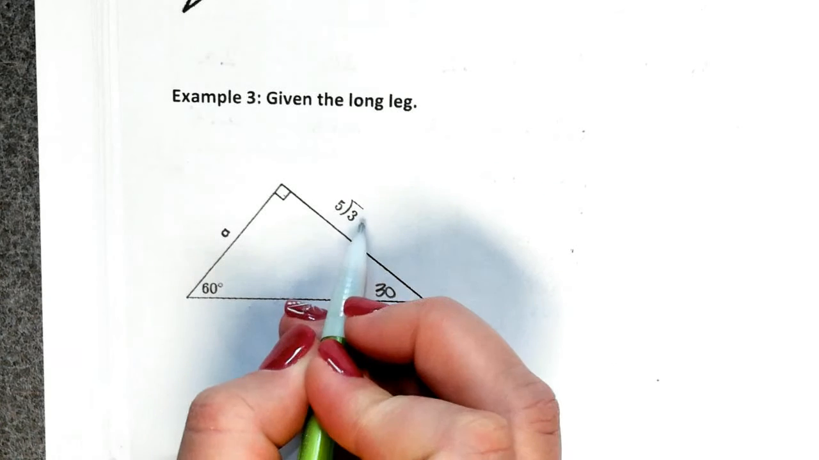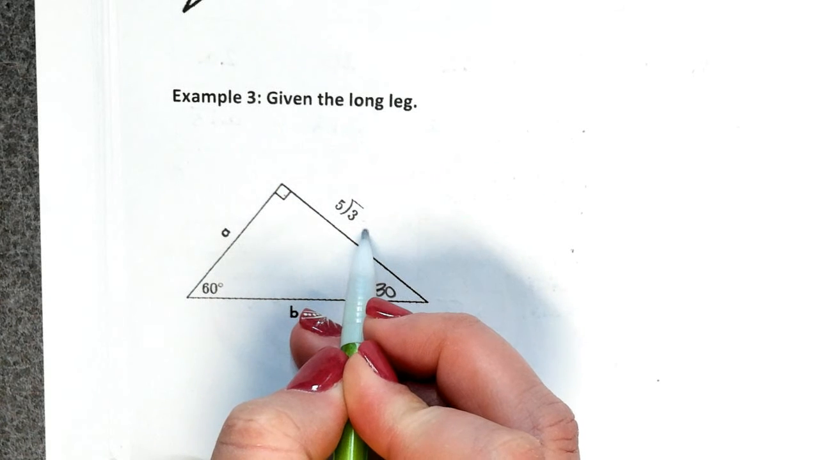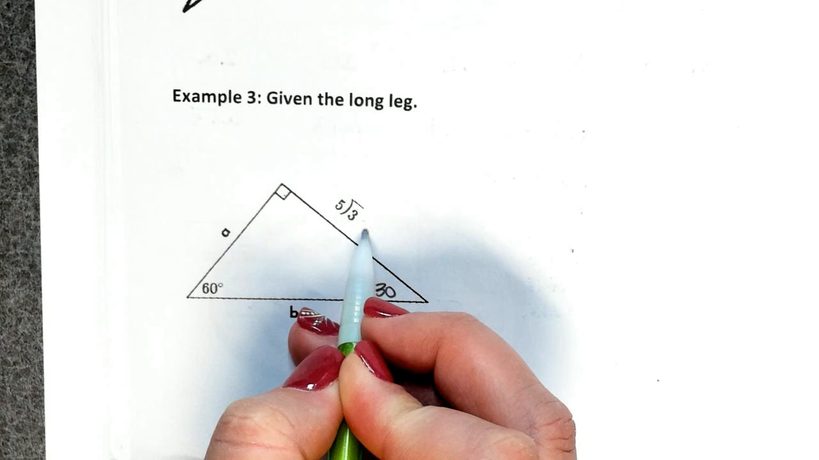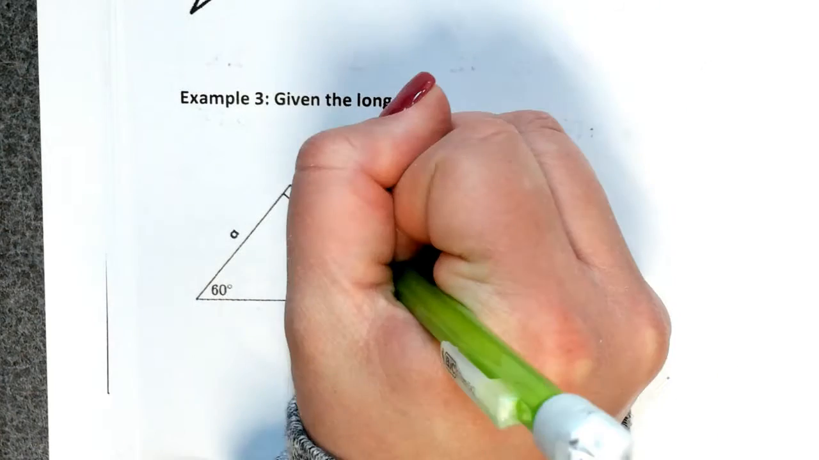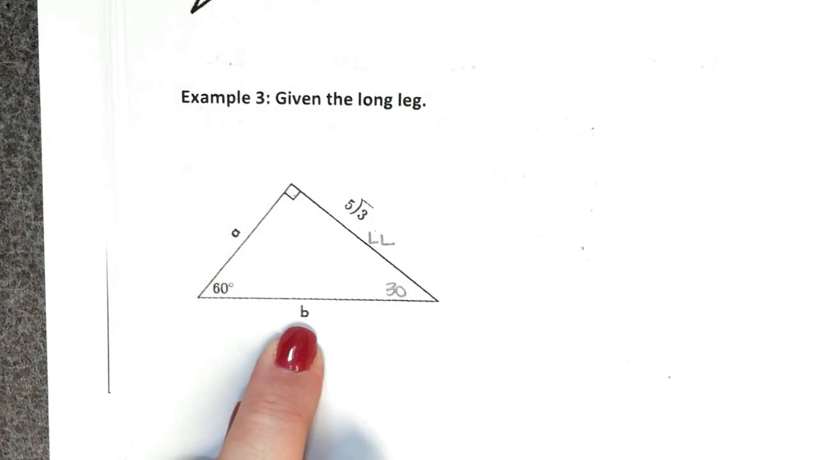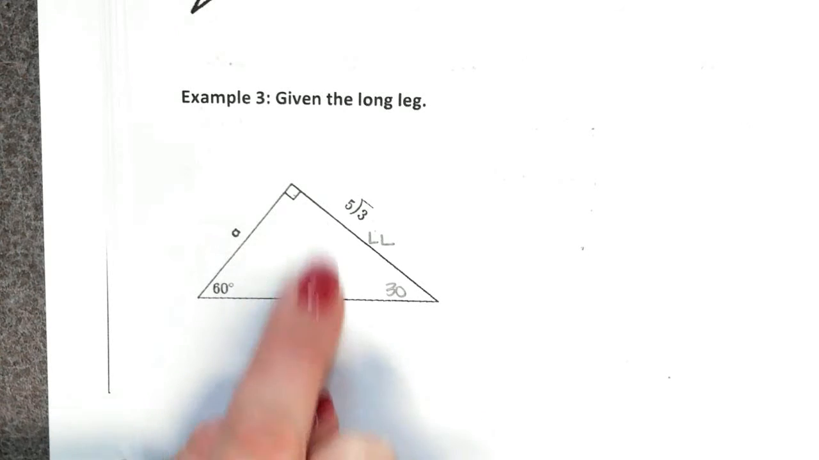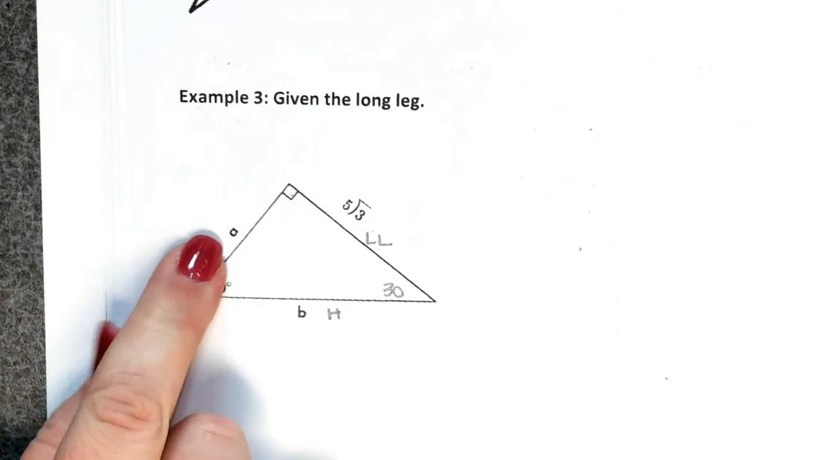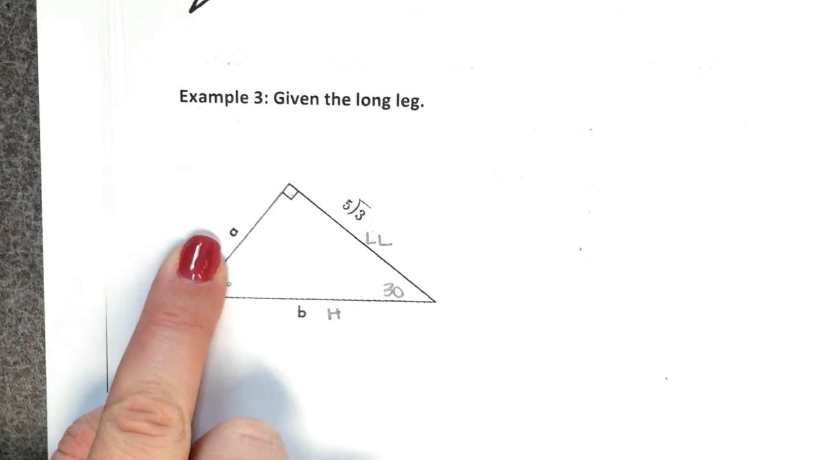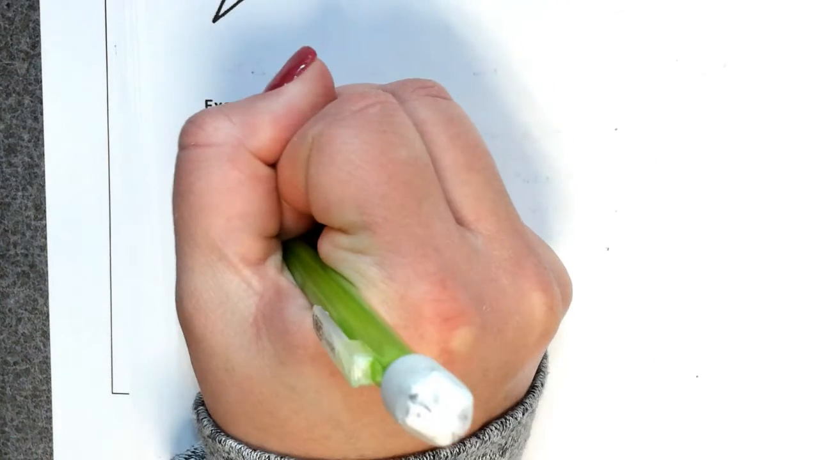They gave you the long leg, so I'm hoping that this is the long leg, right? It's across from the 60. That's your long leg. What does B have to be? Hypotenuse. It's across from the right angle. And what's A have to be? The short leg, because it's across from the 30.